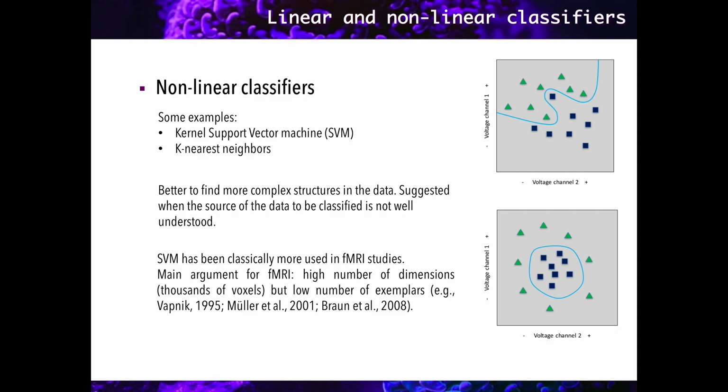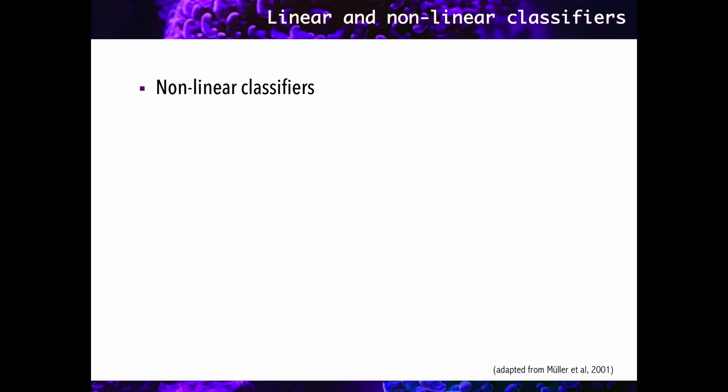So nonlinear classifiers have been classically used in fMRI studies, and the main reason for that is that these functions can do a better job when we have a high number of dimensions, like thousands of voxels, but only few trials or exemplars per category. In general, keep in mind these three main features of nonlinear classifiers compared to linear classifiers.